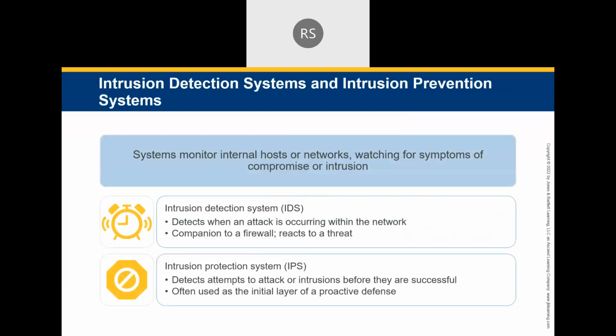The intrusion detection system and intrusion prevention system, these are system monitors of internal hosts or networks, watching for symptoms of compromise or intrusion. So the intrusion detection system monitors, it's a companion to the firewall. It detects when the attack is occurring within the network and reacts to the threat. The intrusion prevention system detects attempts to attack or intrusions before they are successful. And these are often used as an initial layer of a proactive defense.